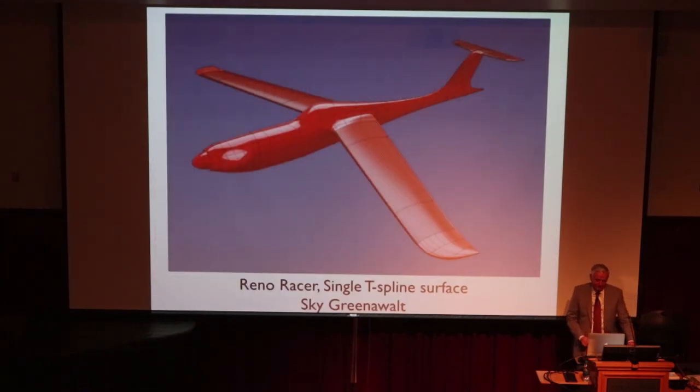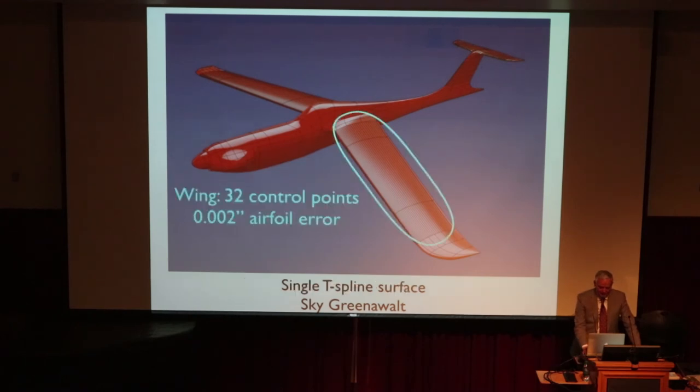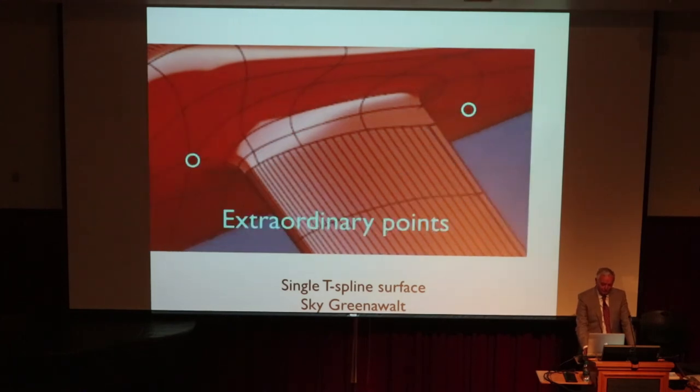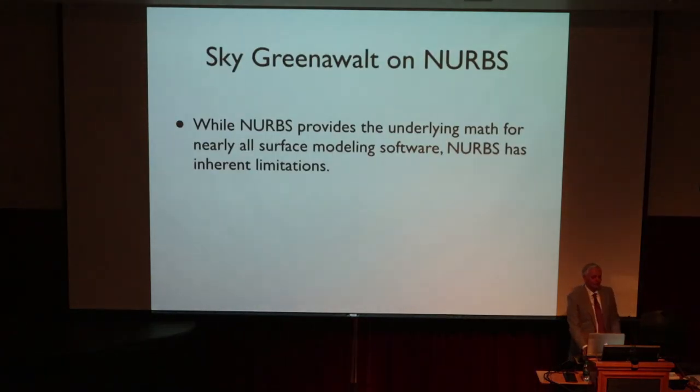This was a pivotal, at least from my vantage point, this was a pivotal testimonial for me. This Sky Greenewalt was a CAD modeler. He'd been using CAD, he'd been using NURBS for quite a while, designing aircraft. And he made this aircraft using T-splines. And you can see it has a lot of huge advantages over the NURBS. I won't go into the technological parts of it here. But then he wrote this testimonial.